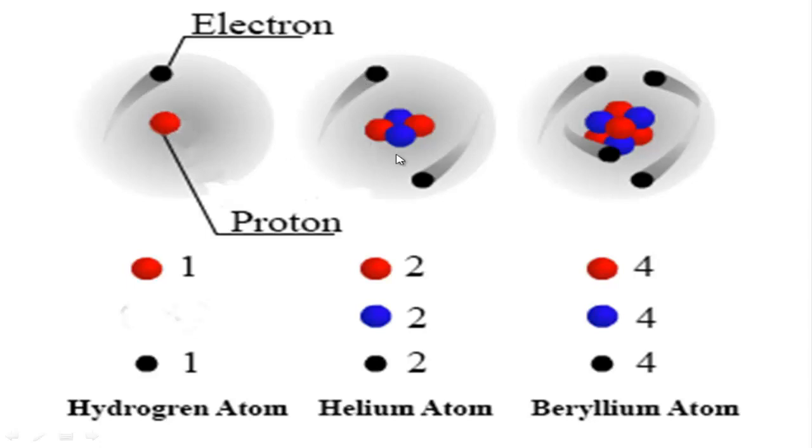In helium, 2 electrons, 2 protons. In beryllium, 4 electrons, 4 protons. So from this picture it is very clear that in all atoms the number of electrons and protons are always the same, but the number of neutrons can differ. It will not be less than the proton number.